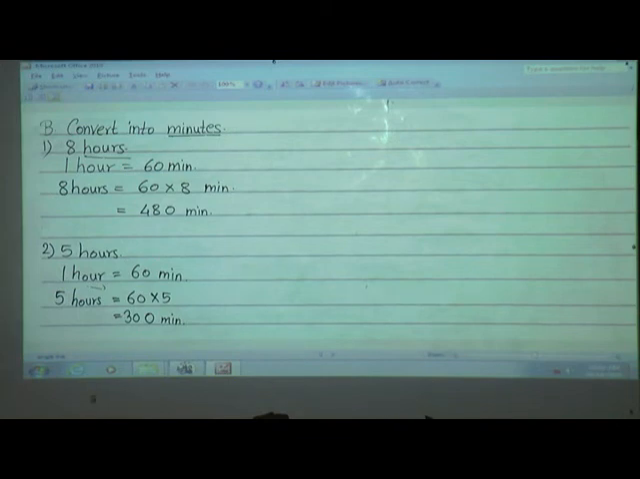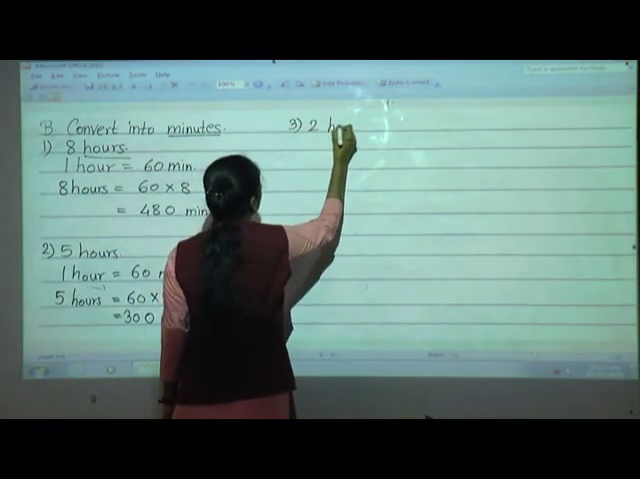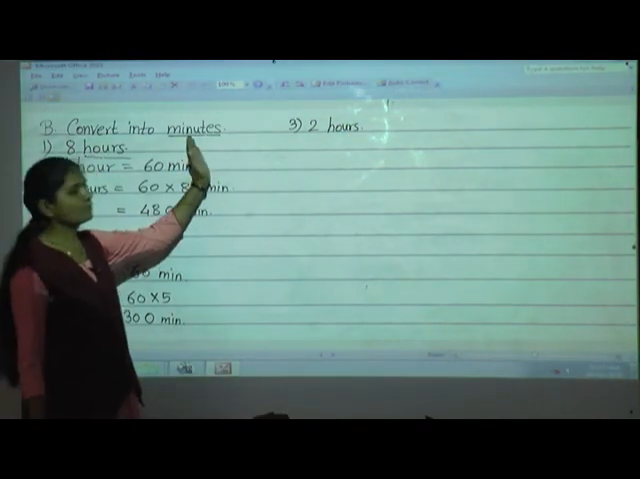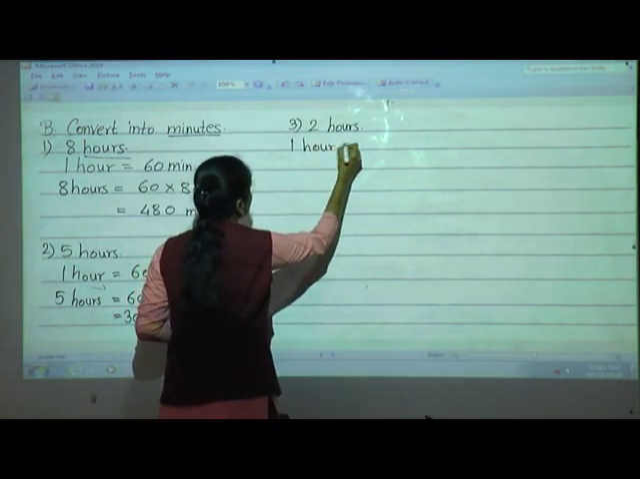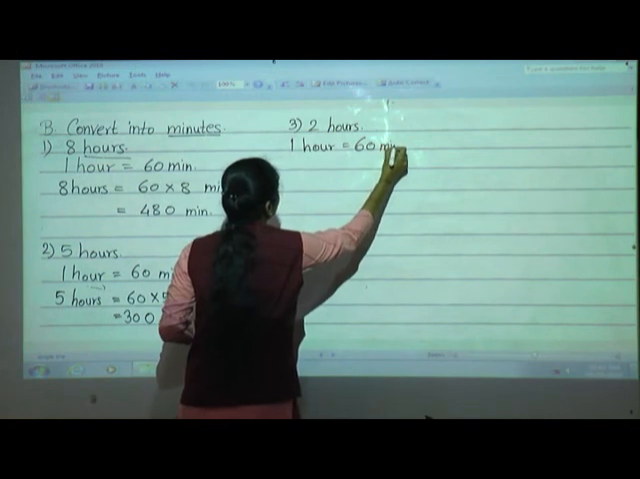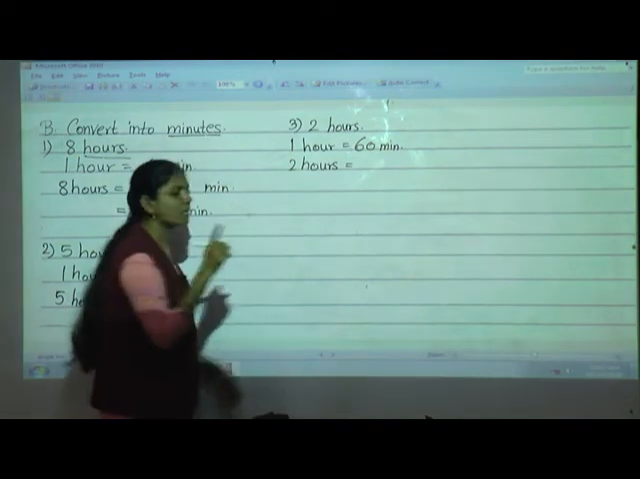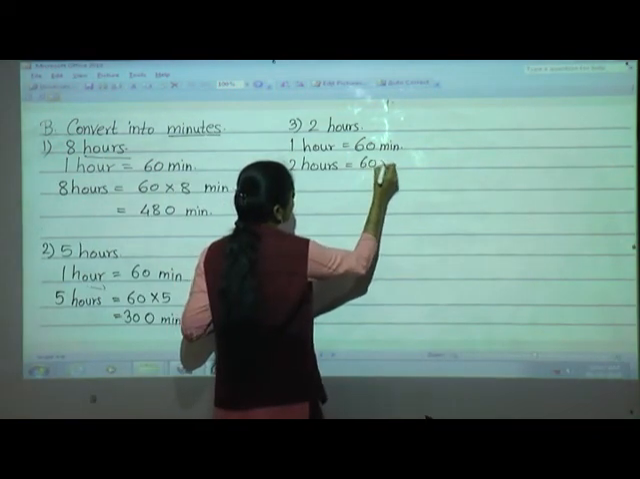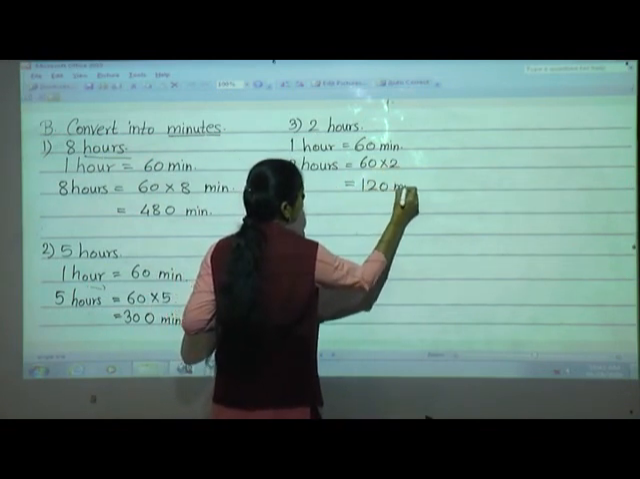Next, 2 hours. See the third example, 2 hours. Now what is the first step? Yes, these hours we have to convert into minutes. So 1 hour is equal to 60 minutes. Then 2 hours is equal to what? If 1 hour is equal to 60 minutes, then 2 hours is equal to 60 into 2. Very easy, it is 60 into 2. That is, yes, 120 minutes.